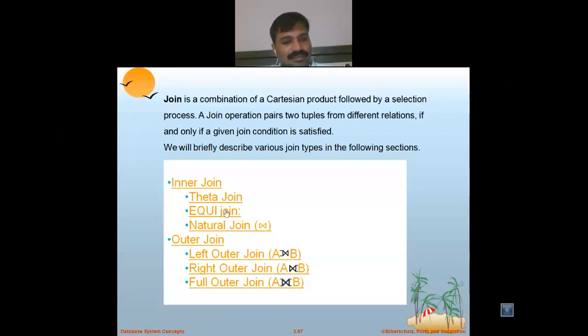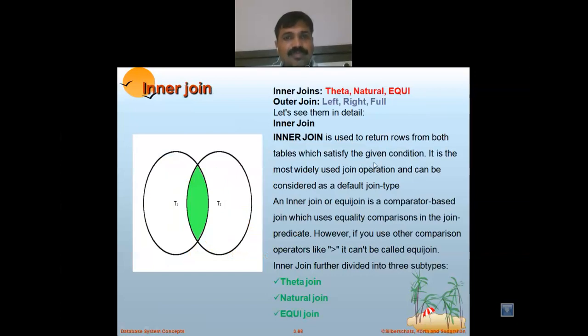Inner join has three types. Most of the time the natural join is used. In SQL, this is the most important when we work. For outer joins, it depends on the query and what is expected, so people use left or right joins. So when we use the inner join, there are theta, natural and equijoin, and the outer join is left, right and full.